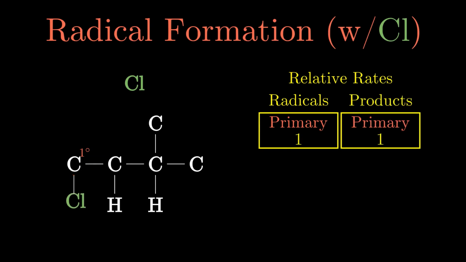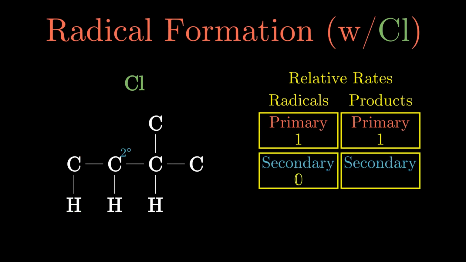Now, since the location of the primary radical is where the chlorine is going to end up, that means the rate of formation of primary products is also 1. Due to their stability, chlorine forms secondary radicals more easily, and therefore secondary products more easily, at a rate of 4 times that of the primary.